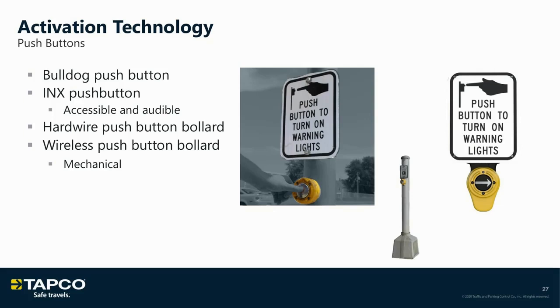So we'll talk a little bit about activations. Our most standard is our Bulldog. So this system here in Wisconsin does not have an LED flashing in the middle. So you'll see that on a lot of projects, no LED, just for WisDOT's requirements. And then there's a new product out, the Inx. It's an accessible and audible push button that we can use for crosswalks as well, for the visually impaired. We can hardwire a push button bollard, as you see there in the middle, or we can also do this wirelessly as well. So if you don't have power, or if you have utilities under the roadway, we can set this type of system up with a wireless radio in the base to communicate with the crosswalk as well.